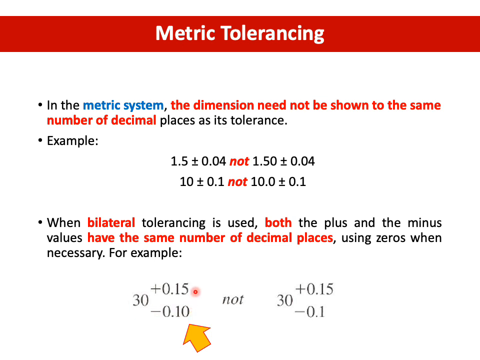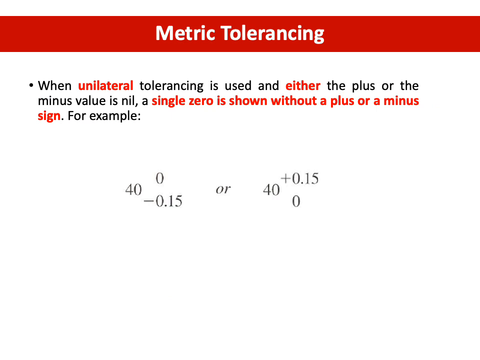But if you have a different value for your plus and minus, your values for your upper and bottom limits should have the same number of decimal places. Please see the difference here. Your plus and minus need to have the same decimal places, but your size and your tolerance limit cannot have the same decimal places.